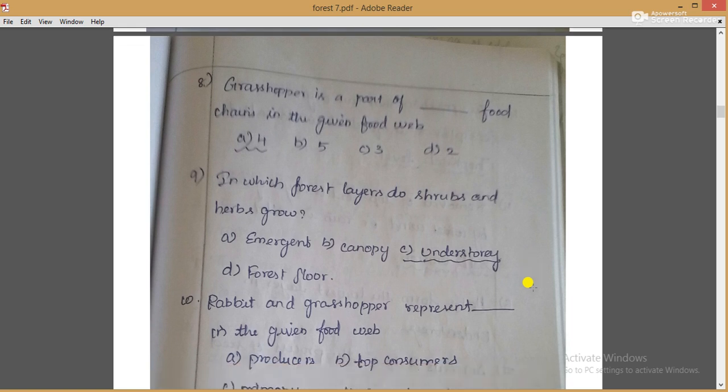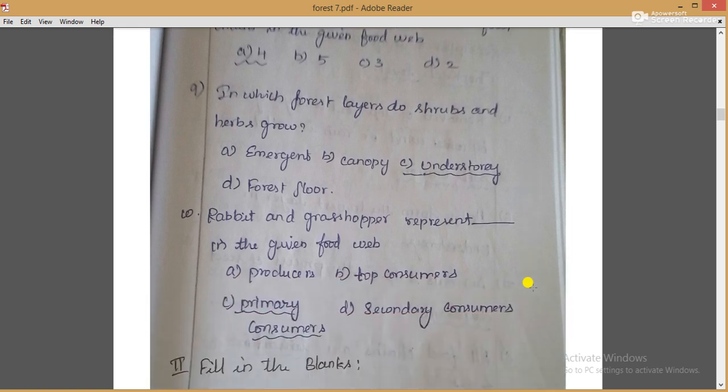Then rabbit and grasshopper represent dash in the given food web. Options are producers, top consumers, primary consumers, and secondary consumers. So the answer is primary consumers. So grasshopper is a primary consumer.